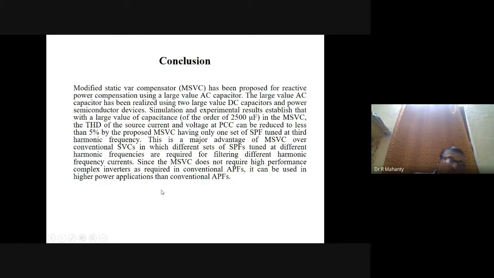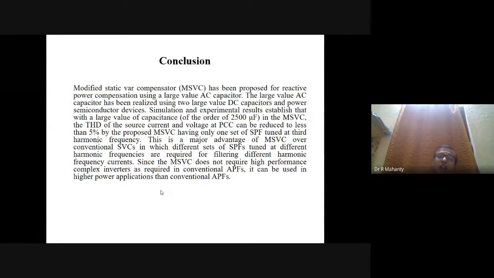So the conclusion is that this modified static VAR compensator, MSVC, has been proposed for reactive power compensation using a large value AC capacitor. The large value AC capacitor has been realized using two large DC capacitors and power semiconductor devices. Simulation and experiment results establish that with a large value of capacitor in the MSVC, the THD of the source current and voltage at PCC can be reduced to less than 5% by the proposed MSVC having only one set of shunt passive filter tuned at third harmonic frequency.